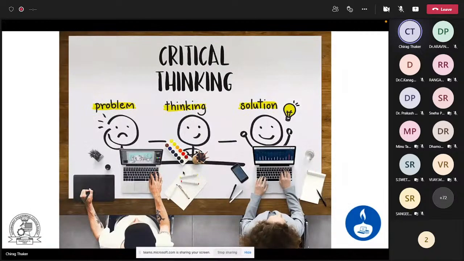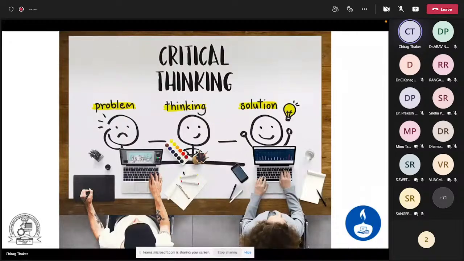So we enter the last phase of our talk, critical thinking. It is all about problem thinking and solution. There are two types of thinking philosophy. One is creative thinking, another one is critical thinking. What is creative thinking? It is all about creative ideas, people who are associated with liberal arts, creators, writers, sculptors, painters, musicians, cinematographers, people who write novels, who make films. They're all creative people.